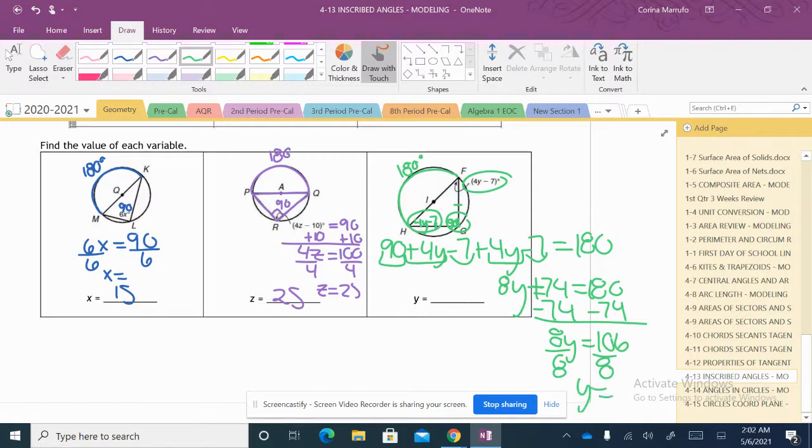I feel like I did something wrong. Let me get my calculator. 90 minus 7 is 83. Oh, there you go. There's my mistake. This is 74, this is 83. I knew something was weird. This should be 97, right? Minus 180, and then divided by 8 gives me 13. Alrighty. So y equals 13.